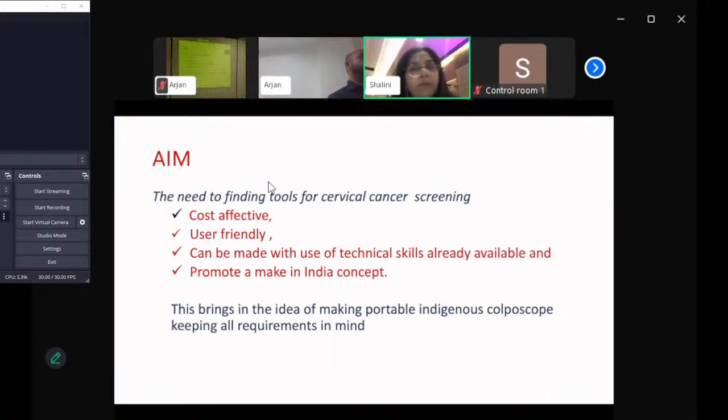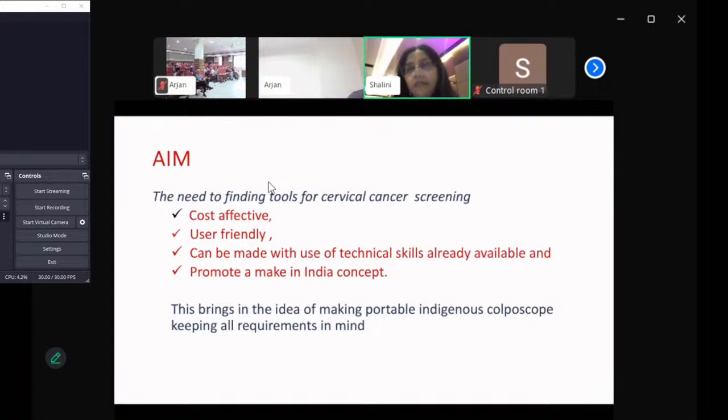So what is our aim? Our aim is to find a cost-effective, user-friendly device, which can be made with the use of technical skills which are already available, and to promote the Make in India concept. This brings in the idea of making a portable indigenous colposcope, keeping all requirements in mind.